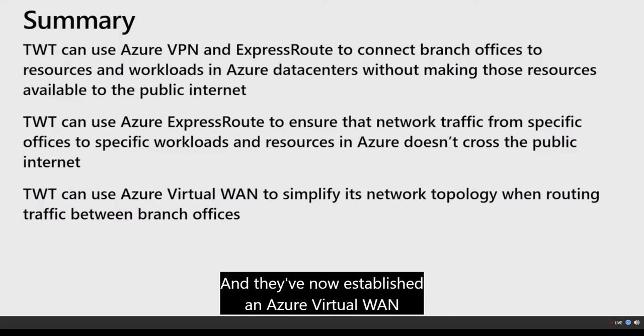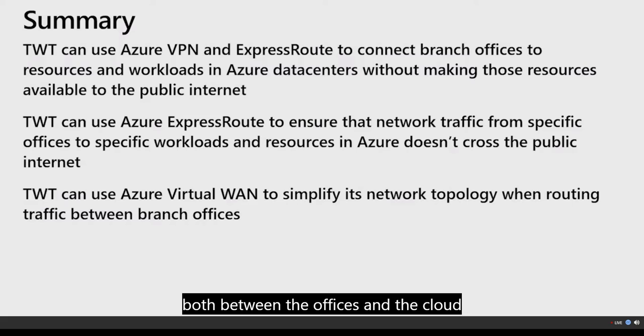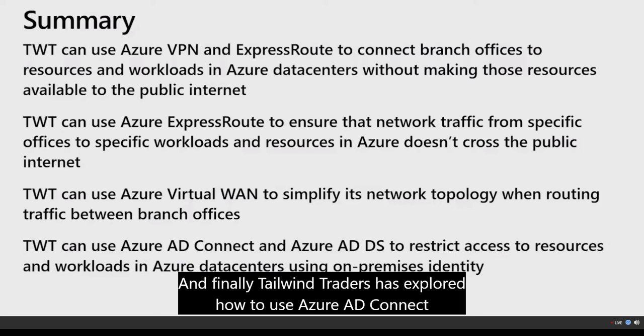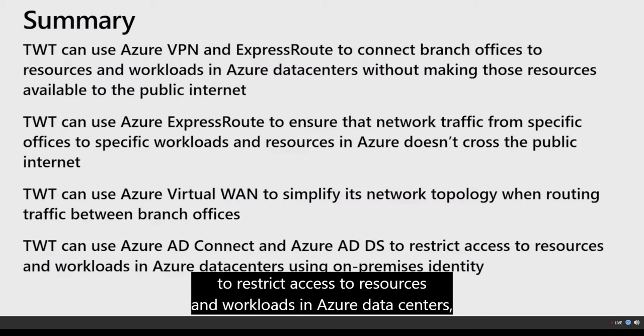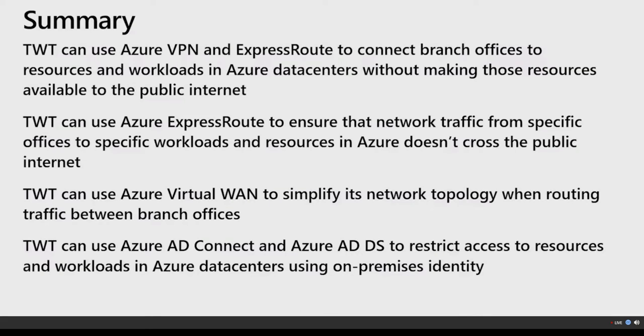And they've now established an Azure Virtual WAN, so they've simplified their entire networking topology, both between their offices and the cloud and between their branch offices and each other. And finally, Tailwind Traders has explored how to use Azure AD Connect and Azure AD Domain Services to restrict access to resources and workloads in Azure data centers using the on-premises identities that they already have.